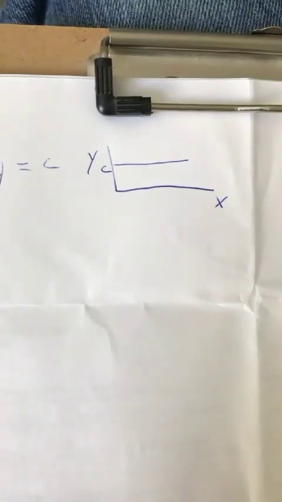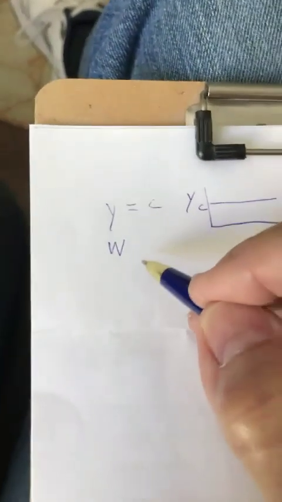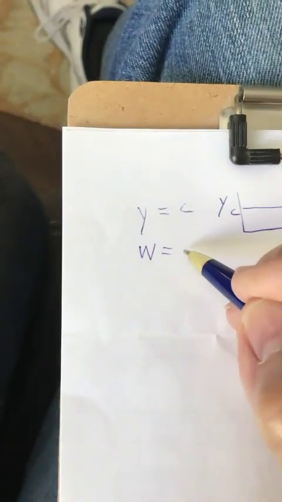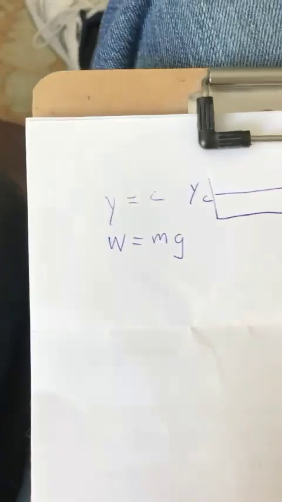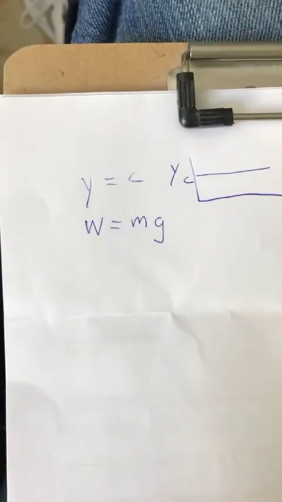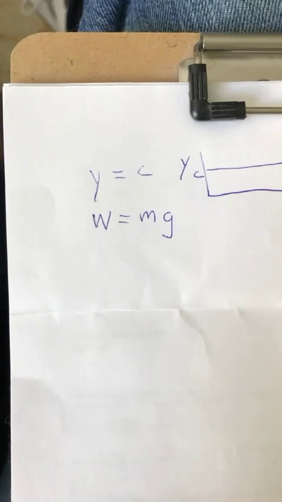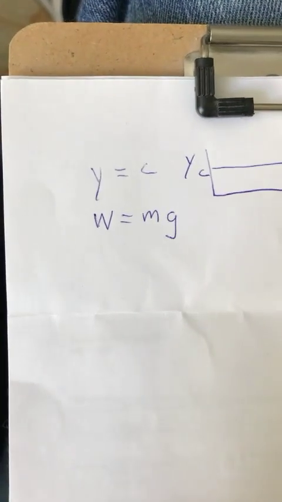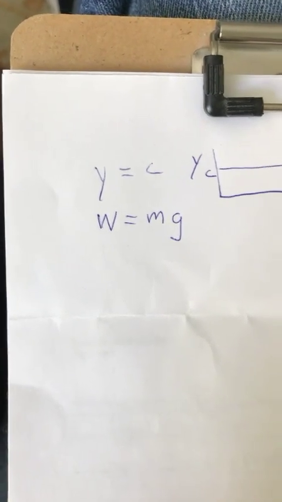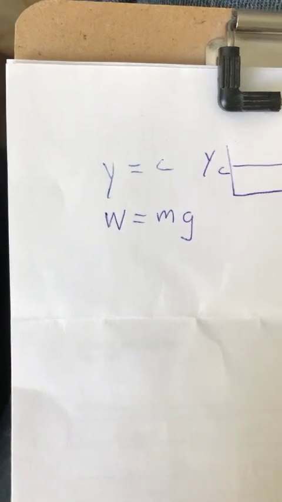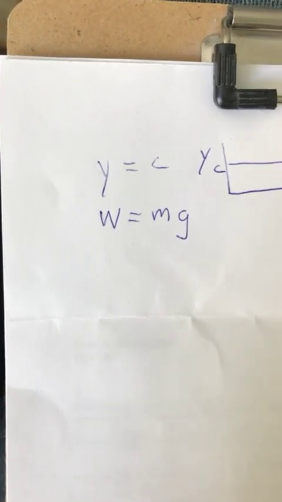That could represent, for example, the weight of an object, W. W turns out is equal to the mass of the object times this constant, gravitational constant we call G. So G, I don't know, something like 32 point something feet per second squared. It's in acceleration units.